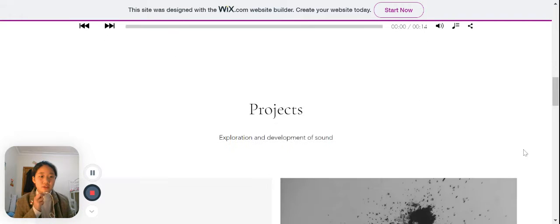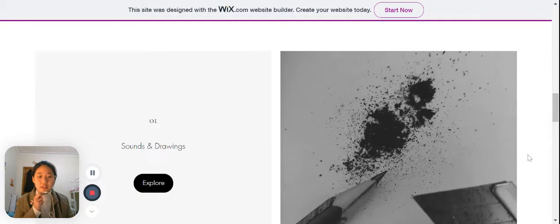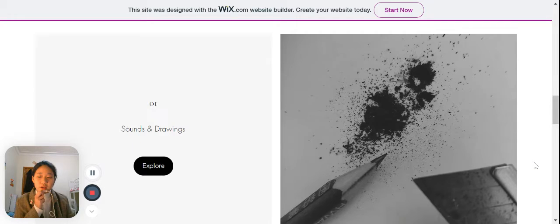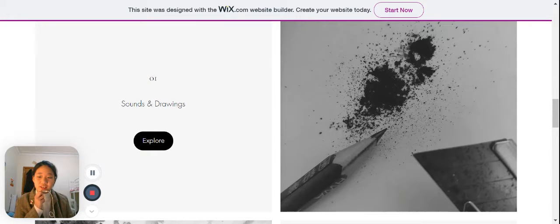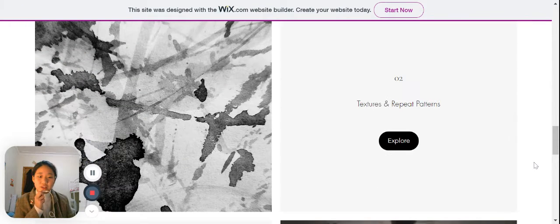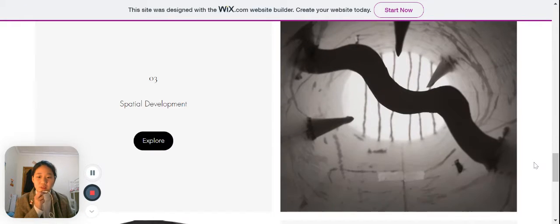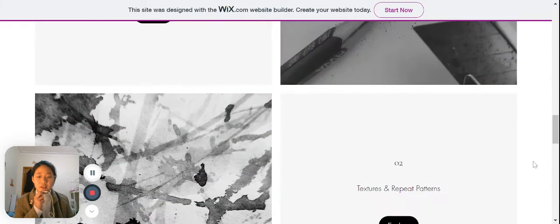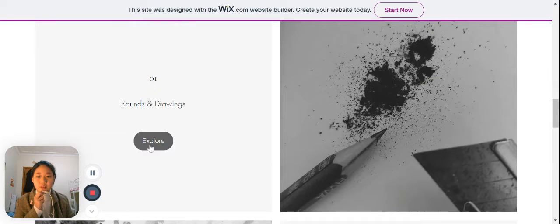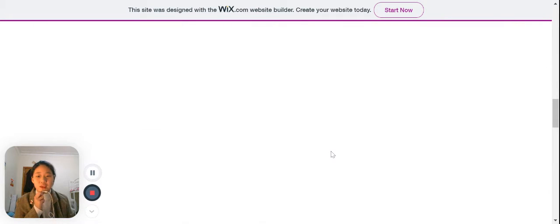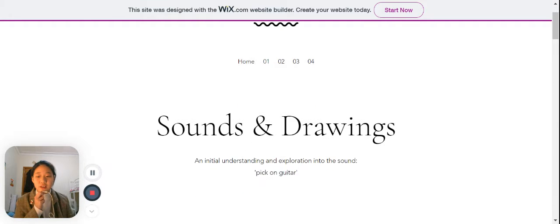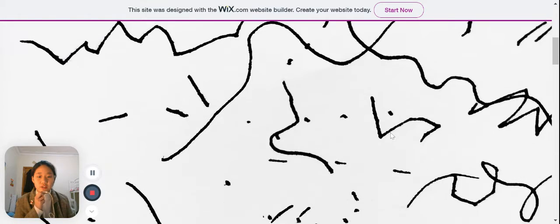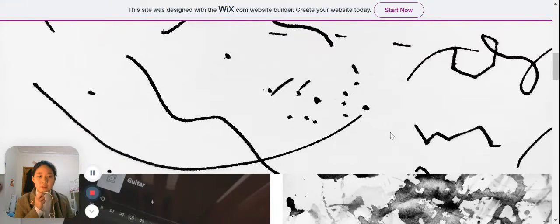And this project is also broken up into four main parts, which represent the four major points of development within my process. Number one is sounds and drawings. Number two, textures and repeat patterns, as well as spatial development and over time. So I'm just going to start with number one, which was an initial understanding and exploration into this particular sound.